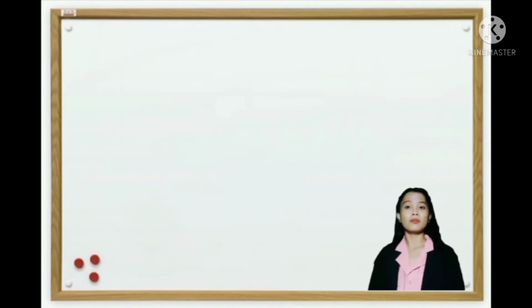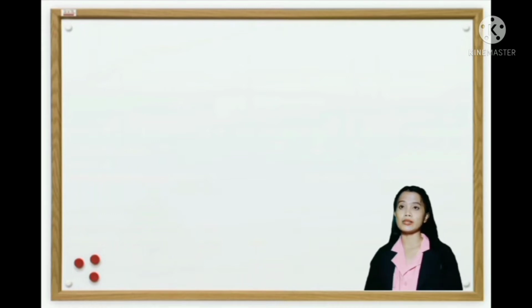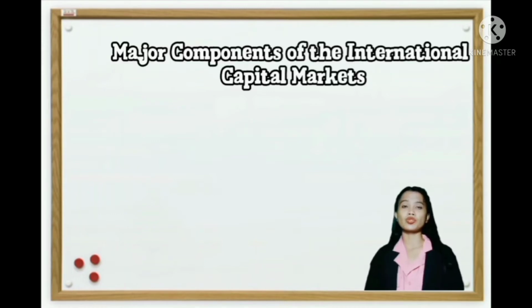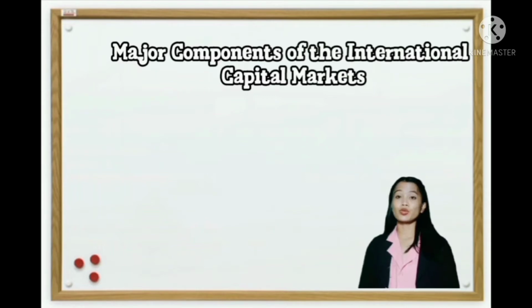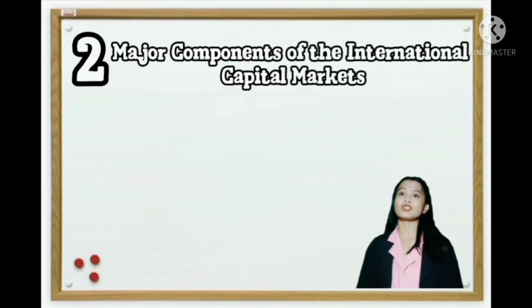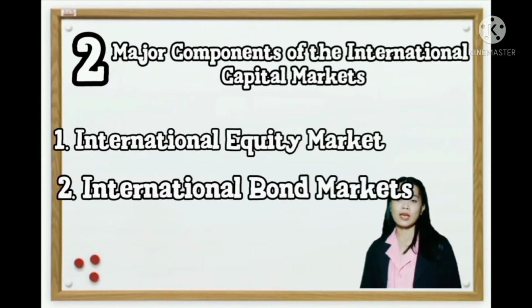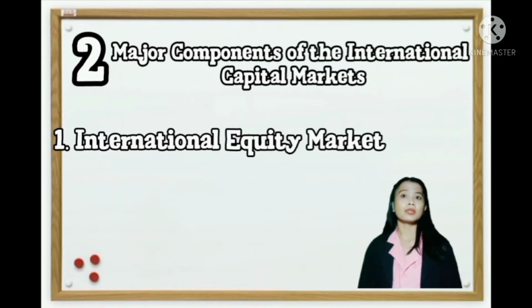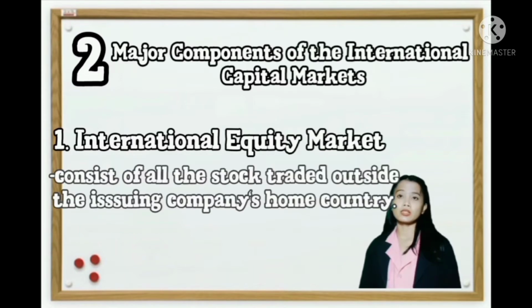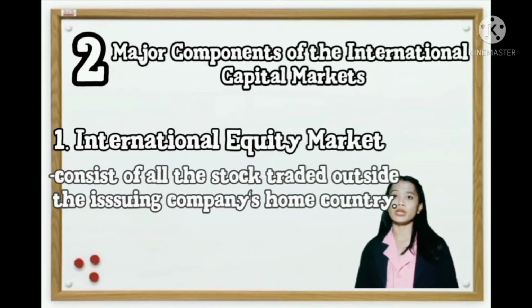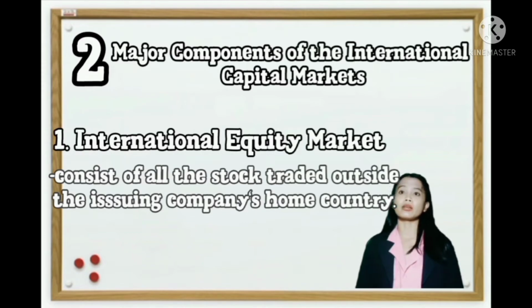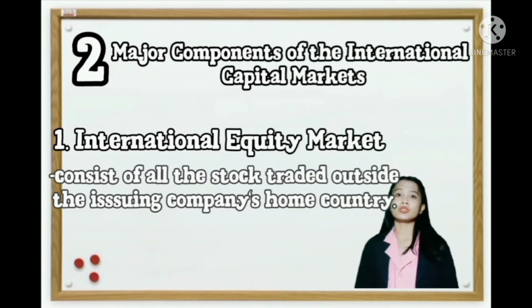Let us now talk about the last subtopic, which is the major components of the international capital markets. There are two components. First is the international equity market. Second is the international bond market. In the international equity market, companies sell their stock in the equity market. International equity markets consist of all the stock traded outside the issuing company's home country. Many large global financial centers issue stock in major markets to support local and regional operations.